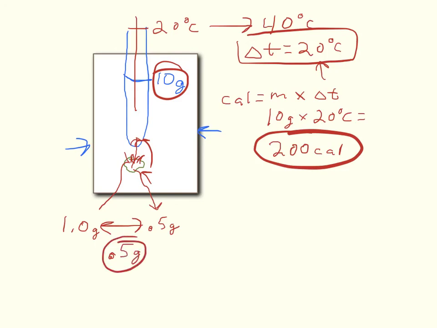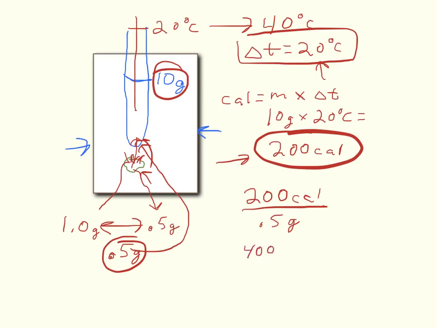So 1/2 gram of food burned caused the water temperature to increase. From that, we figured out it burnt 200 calories. Okay, so really what we have is 200 calories for every 1/2 gram of food burned. And if you take 200 divided by 1/2, we would find that it's 400 calories per 1 gram of food, which is a much better way to report it. We want to know how many calories per gram as opposed to per 1/2 gram.